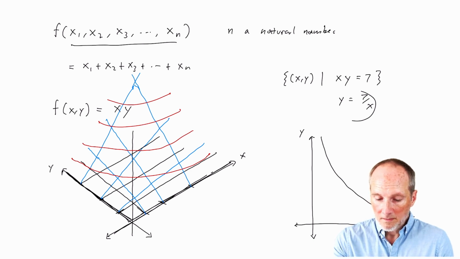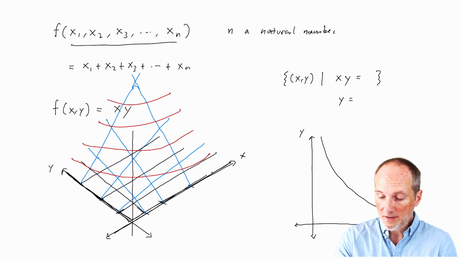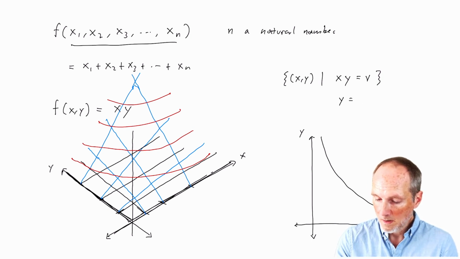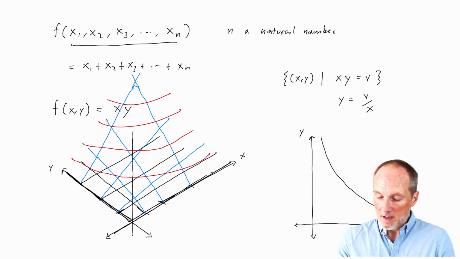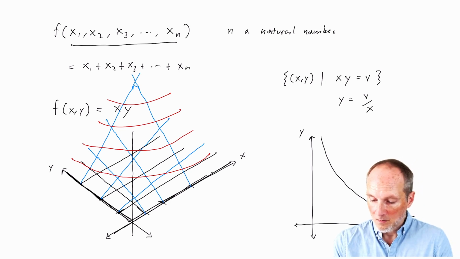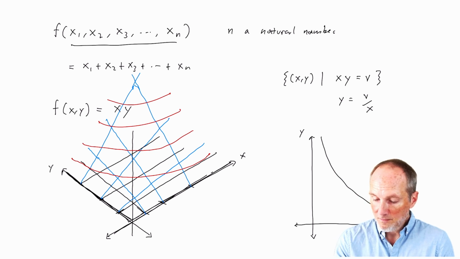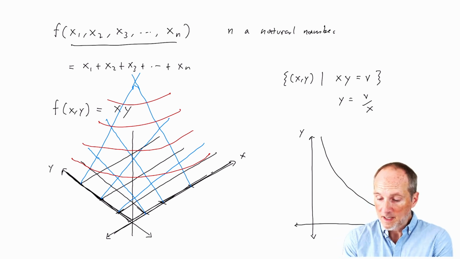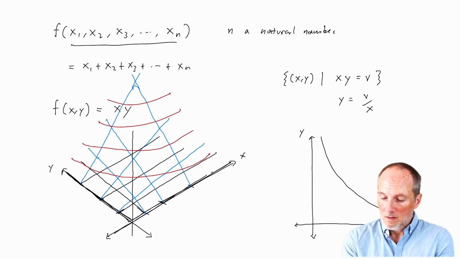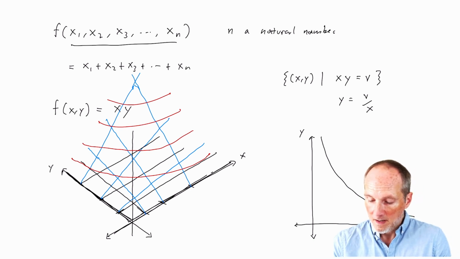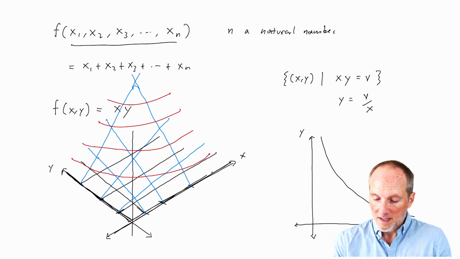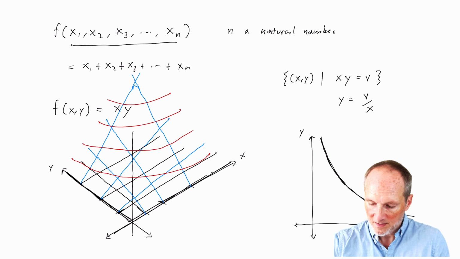We could take any value of the function. In fact, we can make this more general and just take some value, let's say v. And then we can still solve for y in terms of x to get this kind of functional relationship. This describes the xy pairs where the function takes a value of v. Here's the set of pairs where it takes value v.